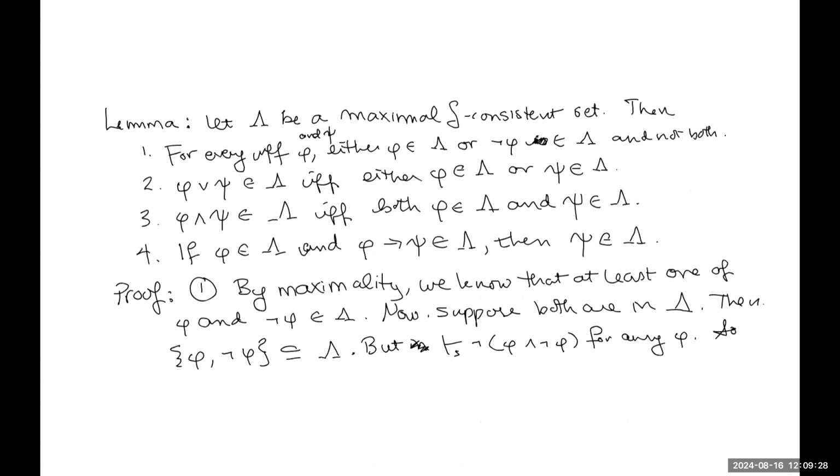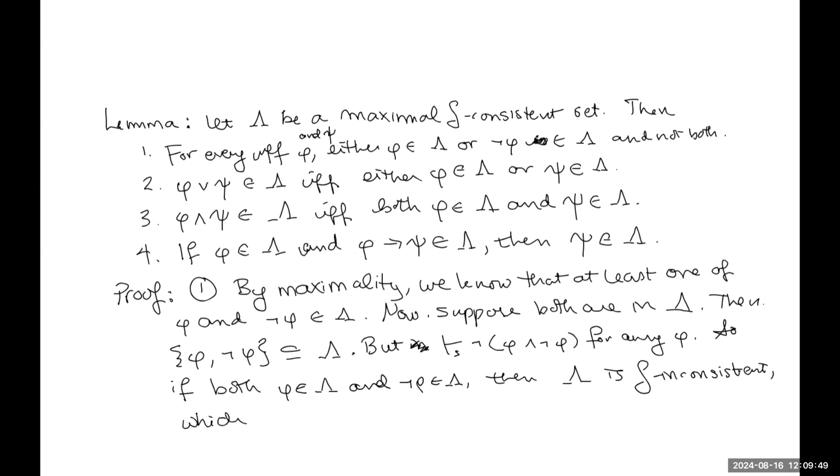So if both phi is in lambda and not phi is in lambda, then lambda is S inconsistent, which contradicts our assumption. So that's the first one.